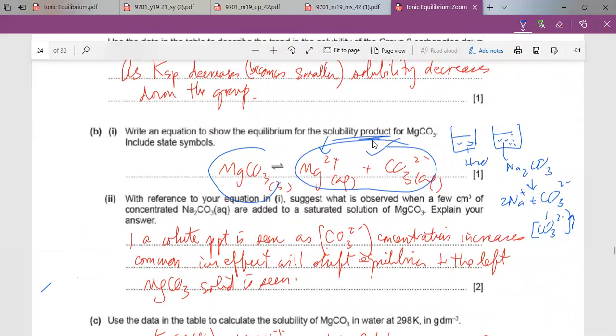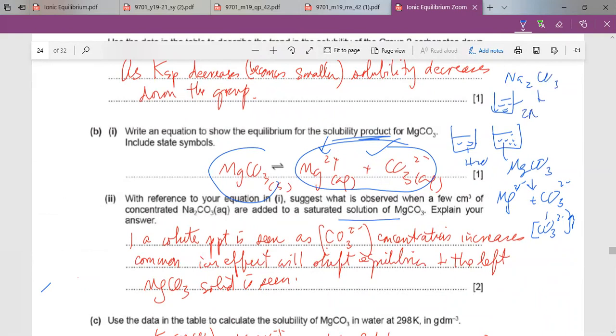Reference to the equation above suggests a few drops, a few cm cubed of concentrated acid added to the solution. Okay, now I again got it wrong. I went too fast. Never mind. I made a mistake, this slide is very tricky sometimes. Okay, this is magnesium into solution here. So you put a solution of sodium carbonate.